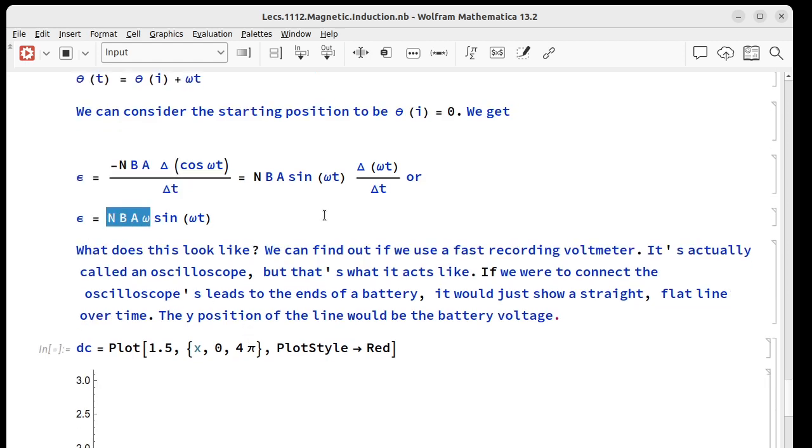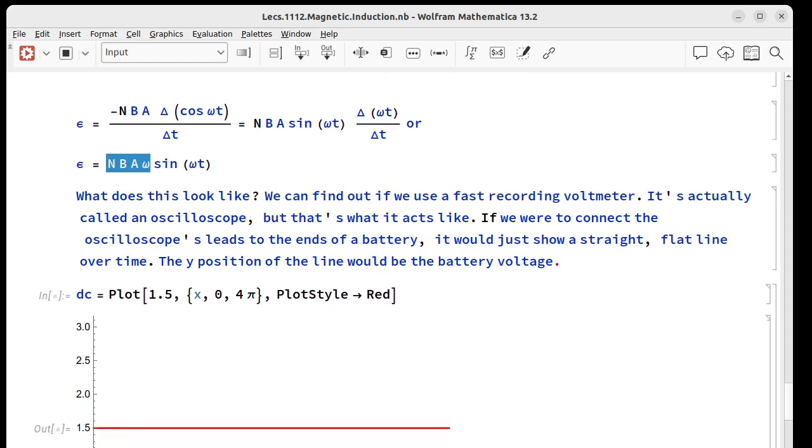So what would this look like? Well, if we had a fast recording voltmeter, and they actually exist and we call them oscilloscopes, if we connected the oscilloscope's leads to the ends of a battery, we would just get something like this, 1.5 volts. And it would be straight and horizontal the whole way. It would only drop as the battery gradually died.